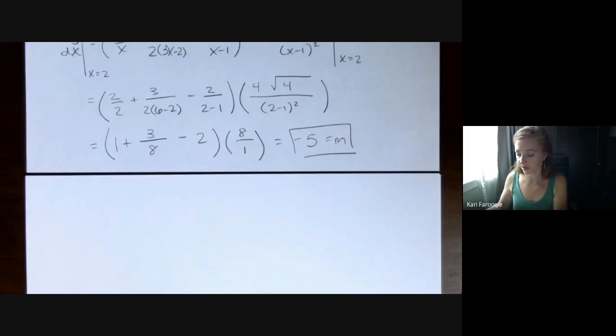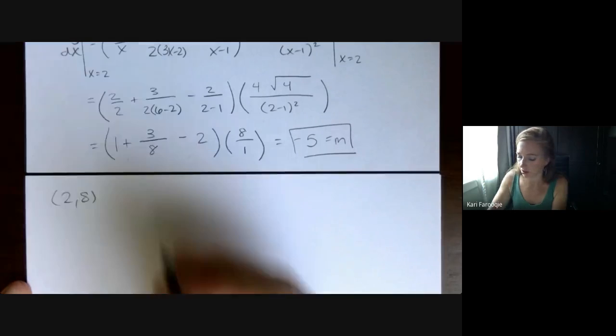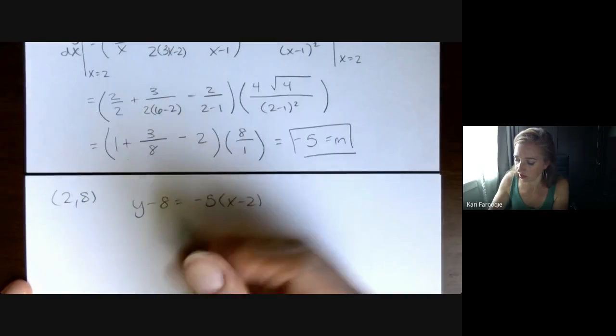Now to get the equation of the tangent line, remember that at the way beginning of the problem, I told you the point was (2, 8). So you're going to take y minus y sub 1 is m times x minus x sub 1.